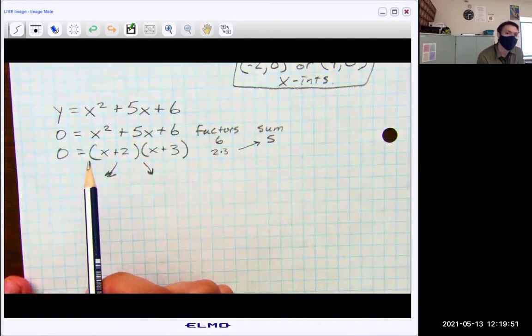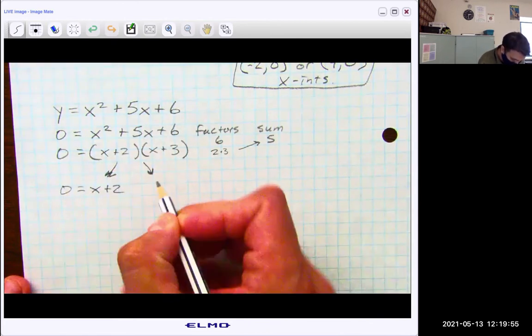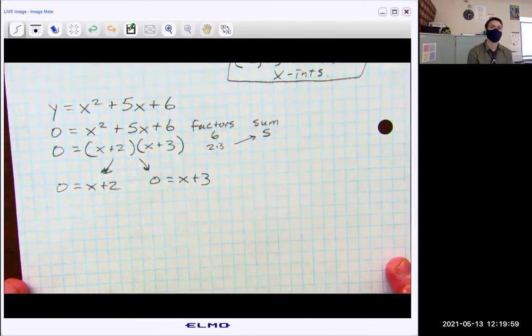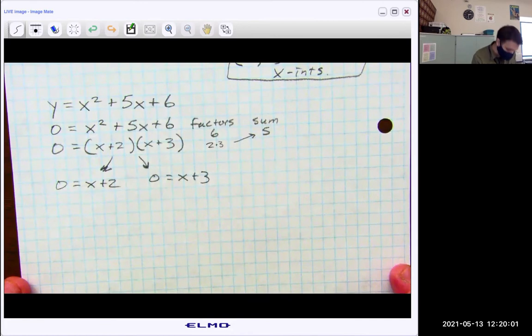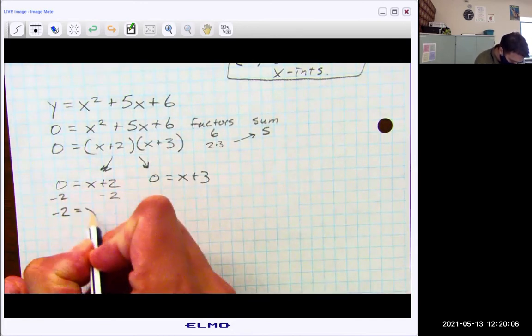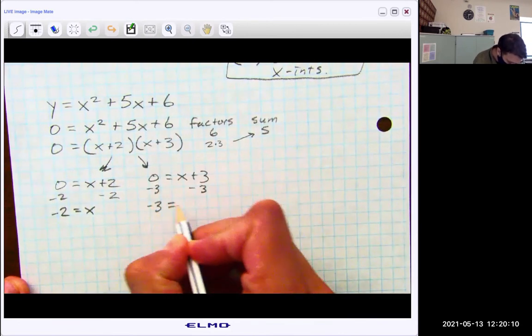So we either say the 0 equals x plus 2, or the 0 is going to equal x plus 3. And then we solve. So minus 2 minus 2. So x might be negative 2. Or when we subtract 3, x might be negative 3.